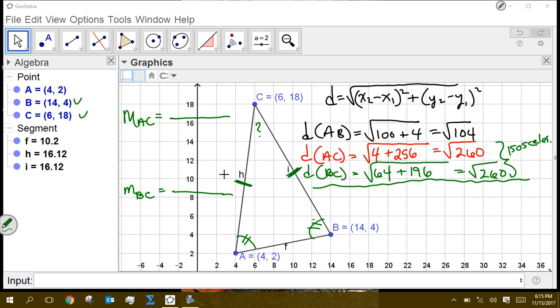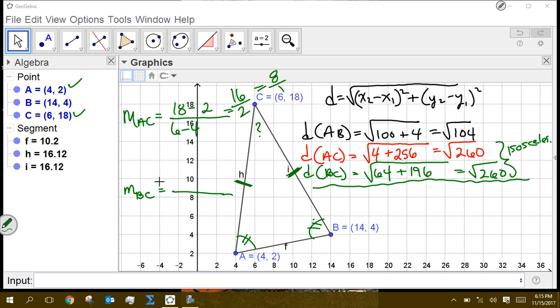So when we find the slope of A to C, I'm going to look at, again, these ordered pairs, and again, slope is y2 minus y1 on top. So I'm going to go 18 minus 2, and then x2 minus x1 on the bottom, so I have 6 minus 4. That 18 minus 2 is 16, and then 6 minus 4 is 2, so it gives me a slope of 8 over 1.